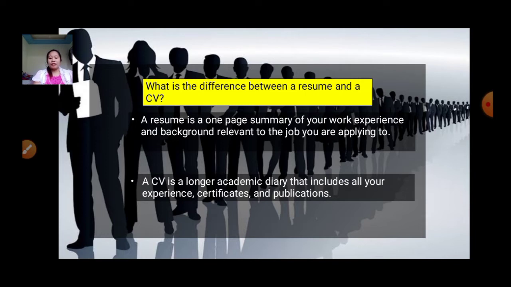So a CV is not only for applying for a job, but it also applies for grants, scholarships, or positions related to the field of education. A CV helps you organize and present your coursework in a clear and professional way.